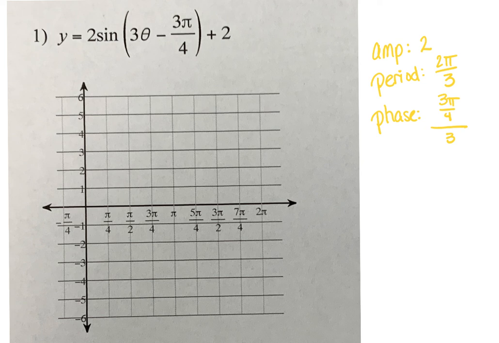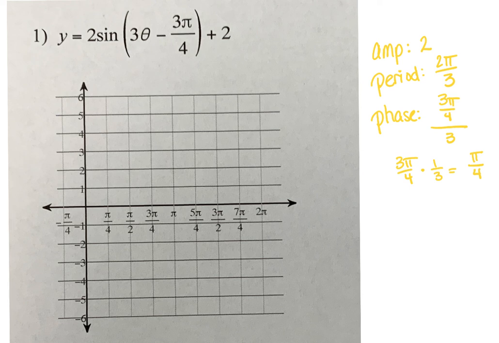How do you divide fractions? Yeah, keep, change, flip, right? So I'm going to keep the top one, change it to multiplication, and flip the 3. What is 3 when I reciprocate it? 1/3. So what is my phase shift? Pi over 4. Right? Pi over 4. My 3's cancel. All right?